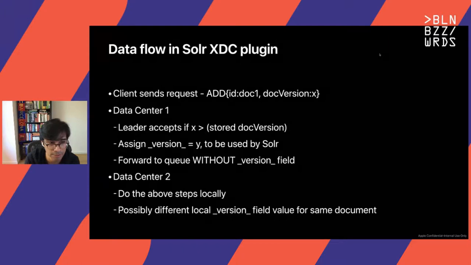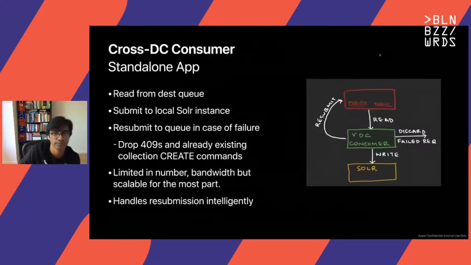And then Solr obviously assigns its own version value, which is used internally by Solr. But what this update request processor does is strip off this version field and insert the request into the queue, the source queue on the originating data center, which is then replicated and copied over to the other data center by the mirror in the middle. So it's then received by the CrossDC consumer.